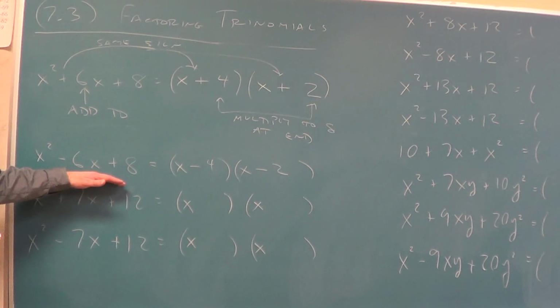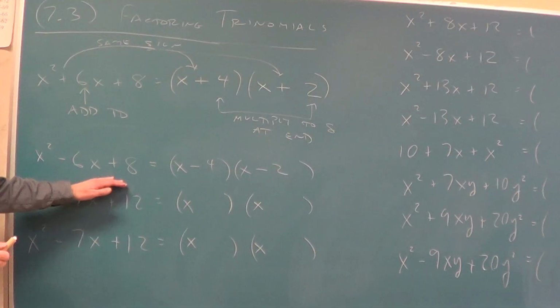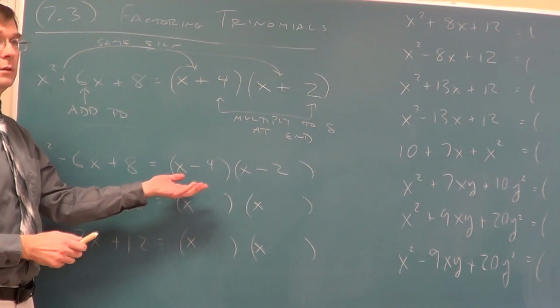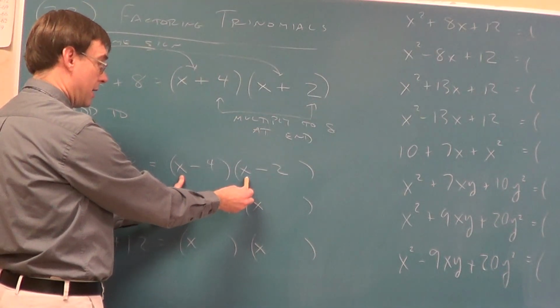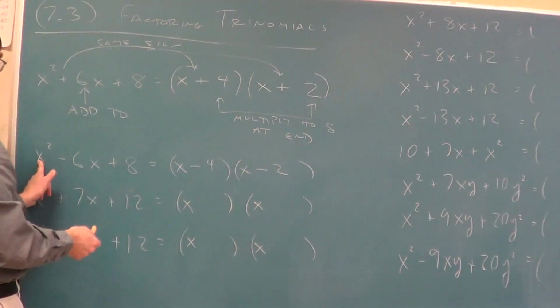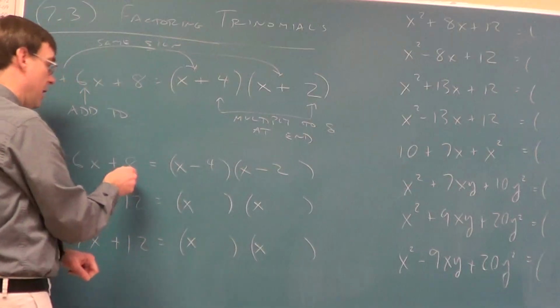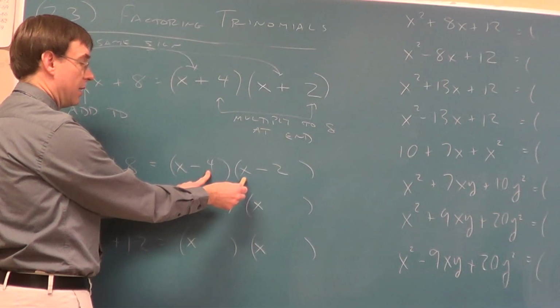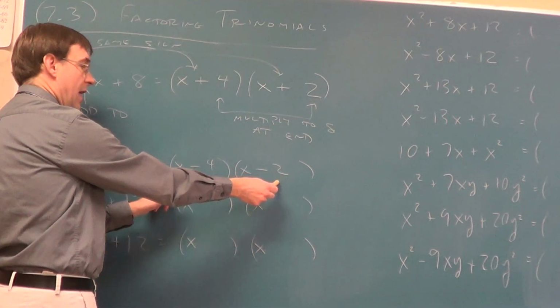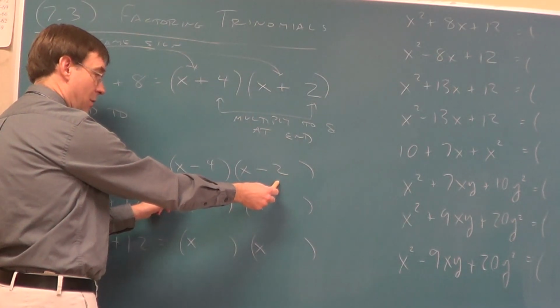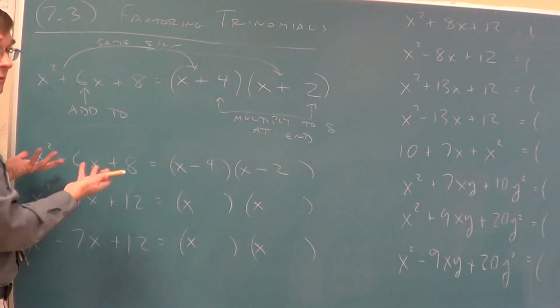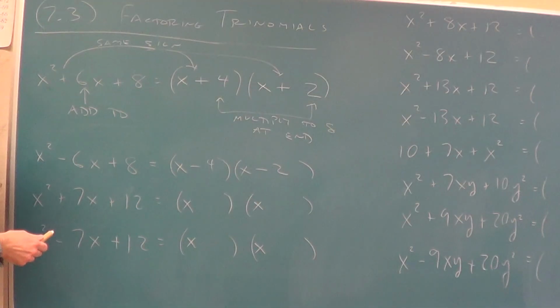Question about that first pair? How could you check this? Foil. Just foil it. This would make x to the second, which we want. These two would make positive 8, which we want. These make negative 4x, and then another negative 2x, added together it's negative 6x. And we're right. You could always foil if you want to check.